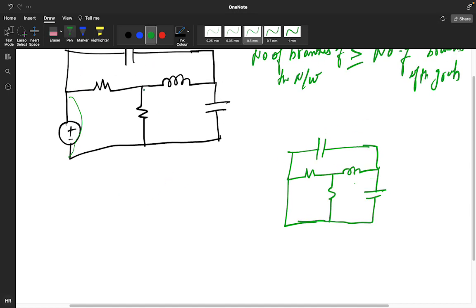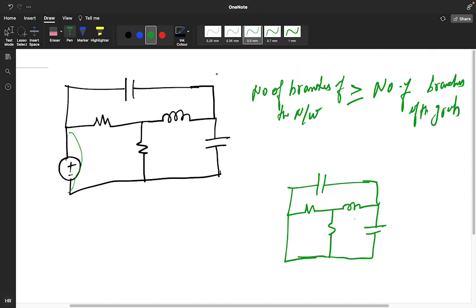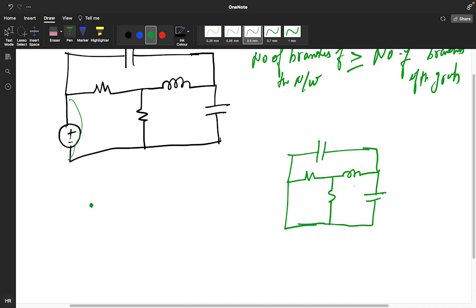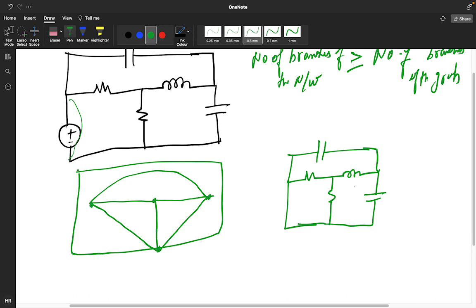Means how many nodes are there? 1, 2, 3, 4 nodes are there. Okay, so you are putting node 1, node 2, node 3, node 4. So this is shorted. You are just drawing the graph roughly, all the nodes are present, and in that you have to give the directions like this, anywhere, it's up to you.